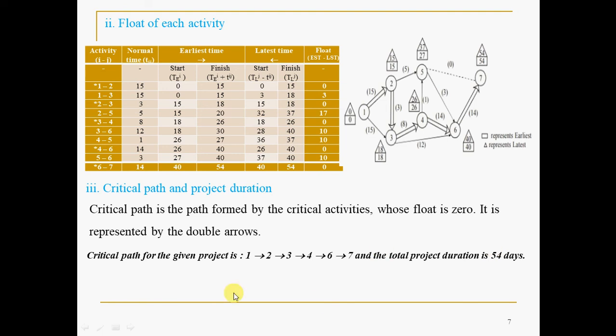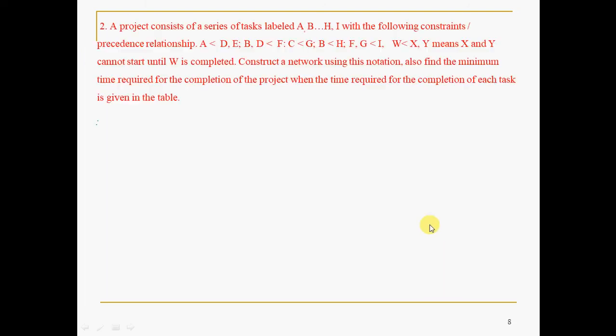Okay, please note that you have to identify the critical path. The activities lying in the critical path are critical activities which are not to be delayed. They are the deciding activities of the project. How we got this 54 means this plus this plus this plus this plus this, it is 54. So that's all about this numerical.